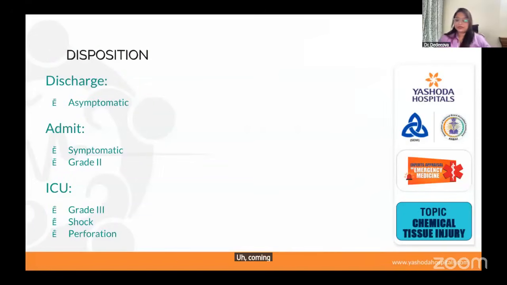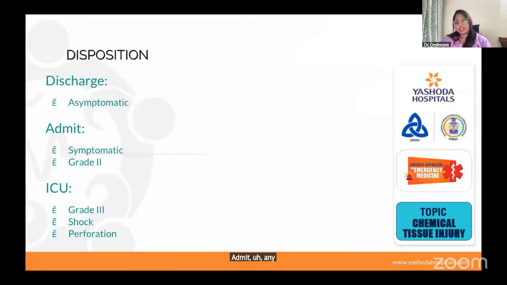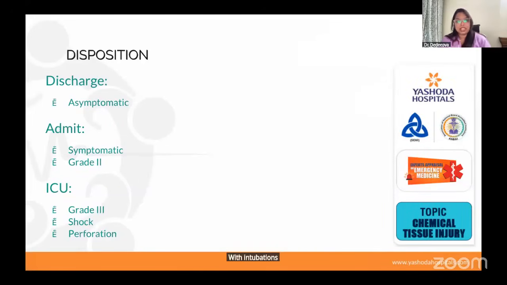Coming to disposition, discharge only after observation for 6 to 12 hours, and only in asymptomatic mild cases where you clinically feel it's a low-risk ingestion, when the patient has no symptoms and is tolerating orally. Admit any moderately or severely acute ingestion cases, like if the patient is symptomatic or has grade 2 level injuries. In the ICU, admit mostly grade 3 shock patients, perforation and peritonitis patients, and patients with intubation, and all the complications post corrosive poisoning have to be monitored.